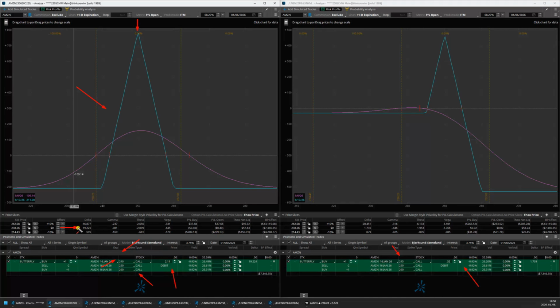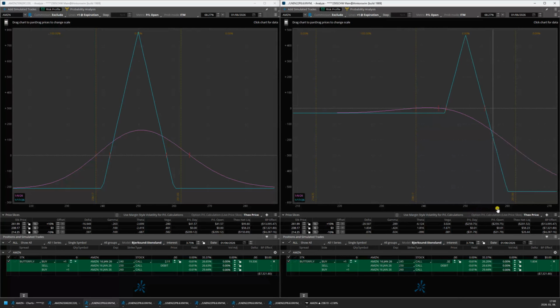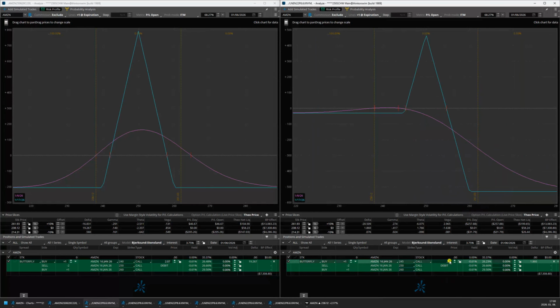The regular butterfly has around 20 directional delta, and this one is pretty flat delta. This one has higher positive theta. This theta is negative. So if you buy the regular butterfly structure, you pay more with a more directional bias, but time is working against you. If you buy the flat one, you pay less, but then the risk is transferred to this side. So the risk is not eliminated, it's just transferred to this part of the spread.